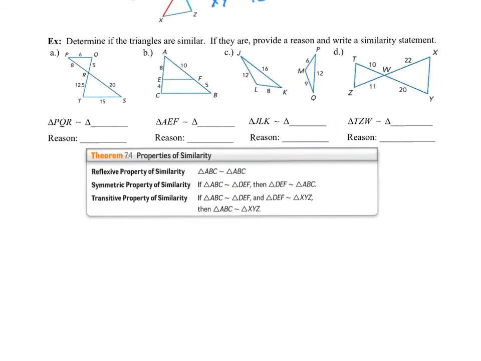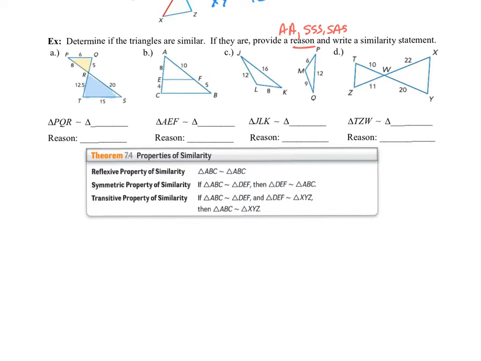So let's take a look at some examples like you will see in your homework. The directions say determine if the triangles are similar. If they are, provide a reason. So that reason will either be, maybe make a little list, angle-angle, side-side-side, or side-angle-side. Then write a similarity statement. So as you look at these two triangles, let me just make sure you know what we're looking at. We're going to look at this yellow triangle and see if it is similar to this blue triangle, okay?